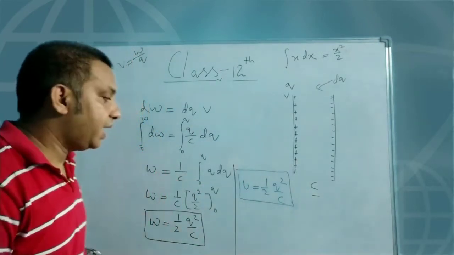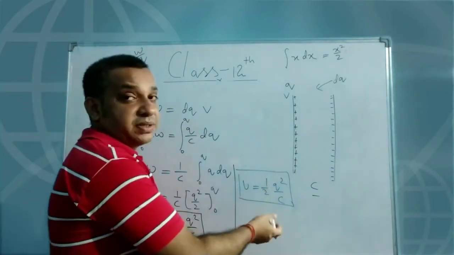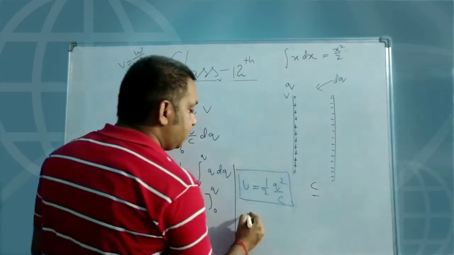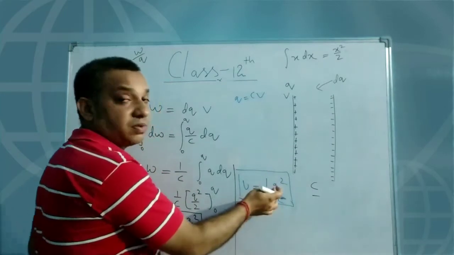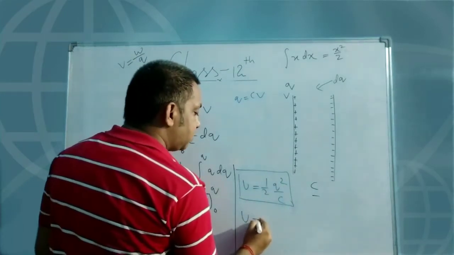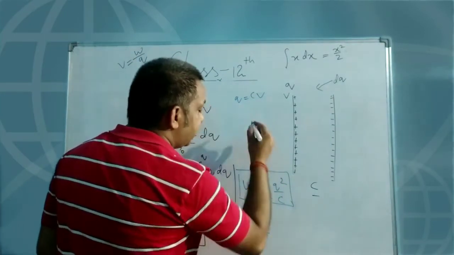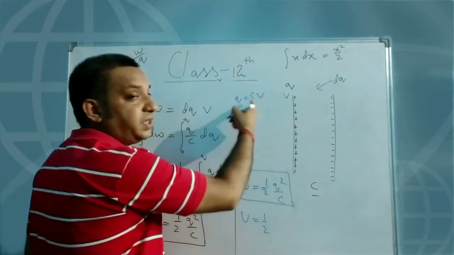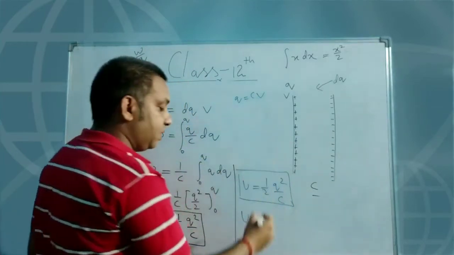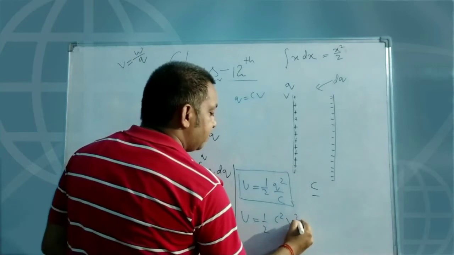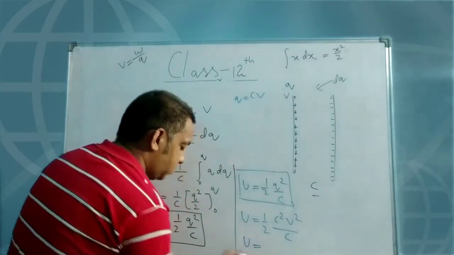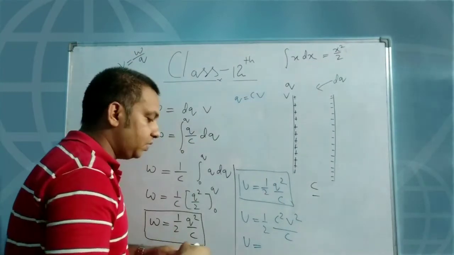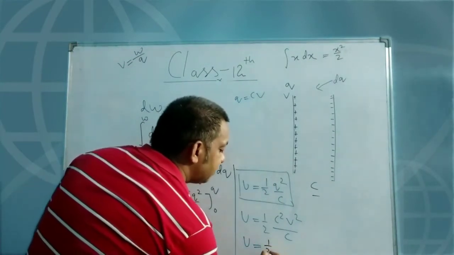And you can also express this Q in terms of the potential. You know that Q is equal to CV. So just put CV in place of Q. So you will get U is equal to 1 by 2, and in place of Q you put CV, that becomes C square V square, and already in the denominator is C. So you will get U is equal to half CV square.